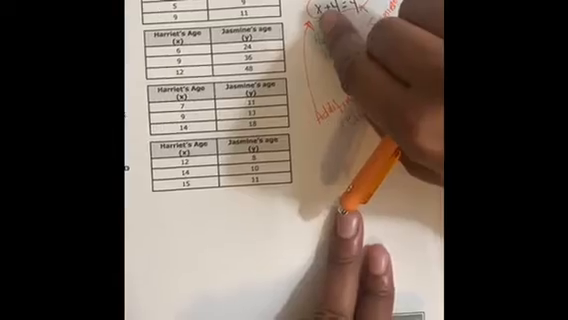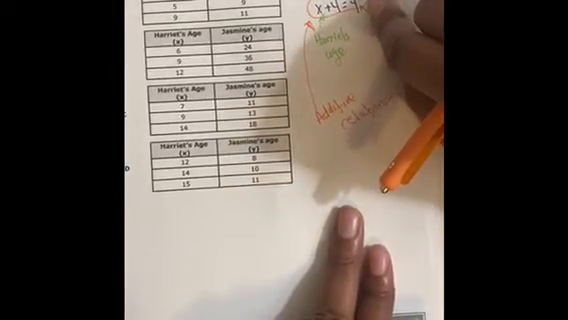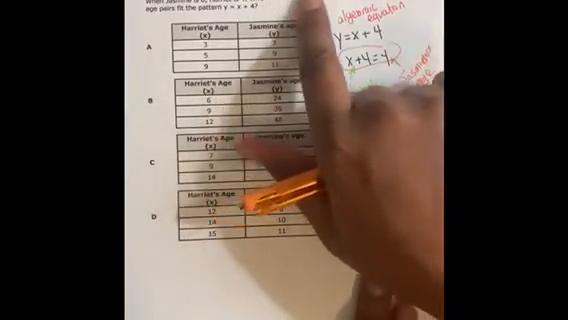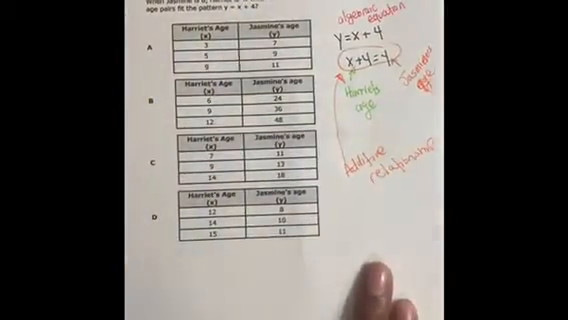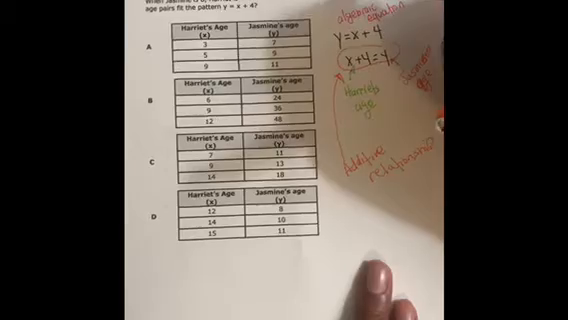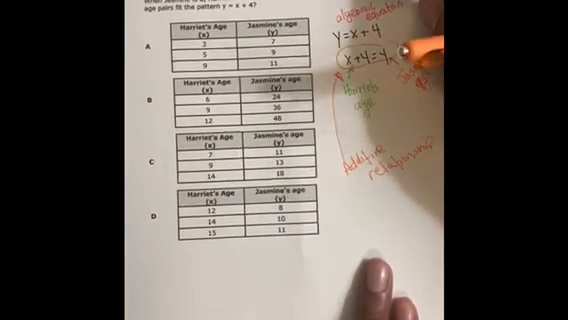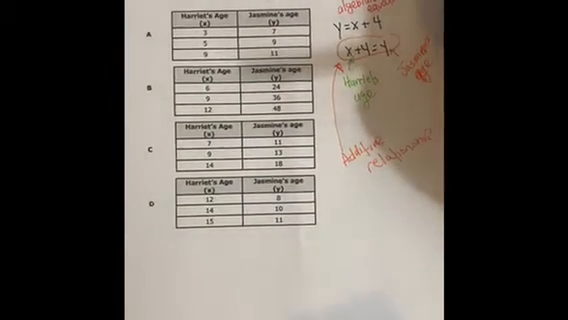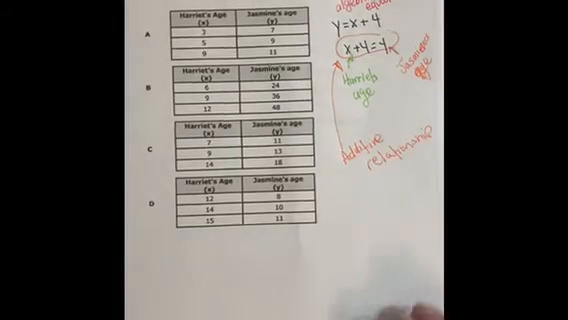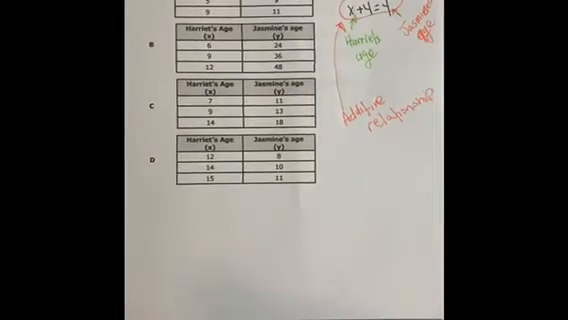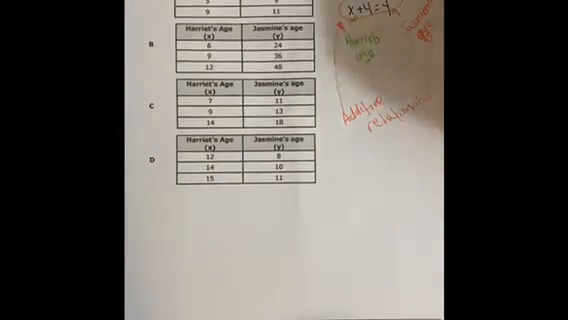Okay, so let's see. It says x, Harriet's age, plus 4 is going to equal Jasmine's age, because it says Jasmine was born 4 years before Harriet. That means Harriet is going to be younger. Or Jasmine is going to be older, I'm sorry. So Harriet's age plus 4 is going to equal Y.